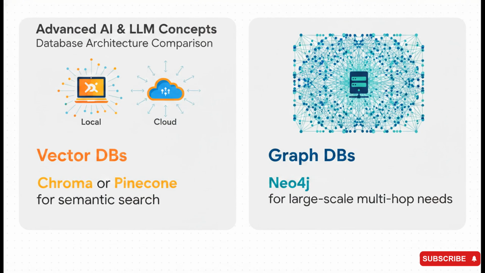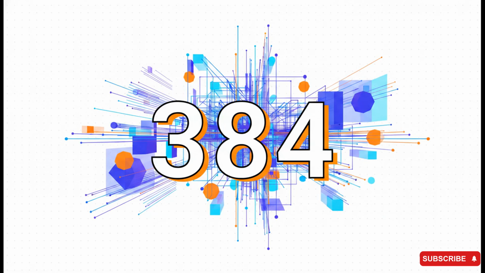Let's talk specific tools. If you're building a small to medium-sized app that prioritizes natural language, vector DBs are your best friend. Things like ChromaDB for local environments or Pinecone for cloud scalability are incredible choices. But if you're dealing with large-scale applications that need instant, multi-hop relationship mapping, a GraphDB like Neo4j is going to be vastly superior.